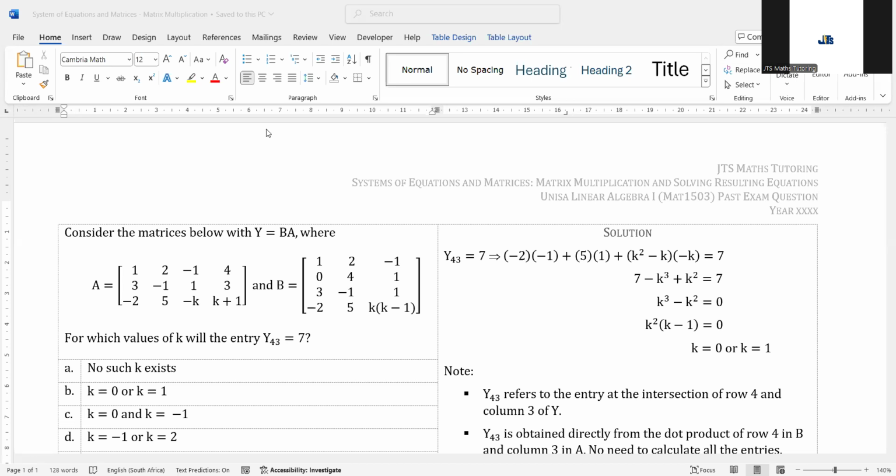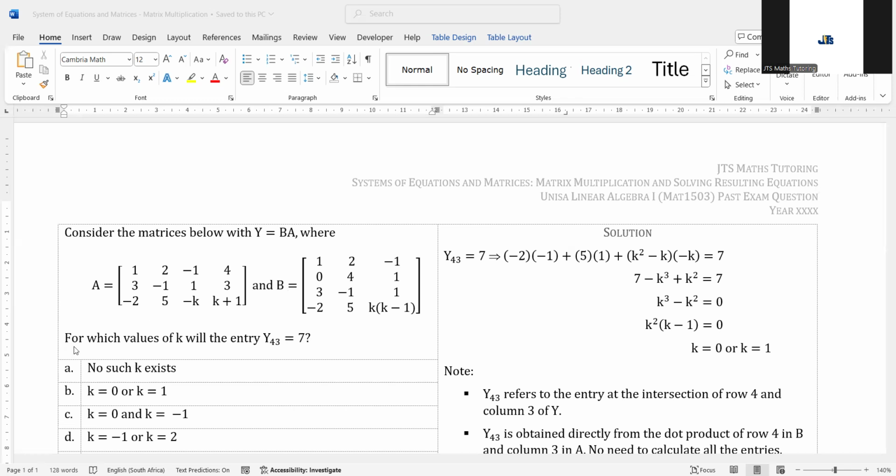All right. Consider the matrices below with Y equals BA, where A is this matrix here, which is a 3 by 4, and B is a matrix here, which is a 4 by 3. So obviously, BA is actually defined because the number of columns in B, which is 3, is equal to the number of rows in A, which is 3. So yes, BA here, it is defined.